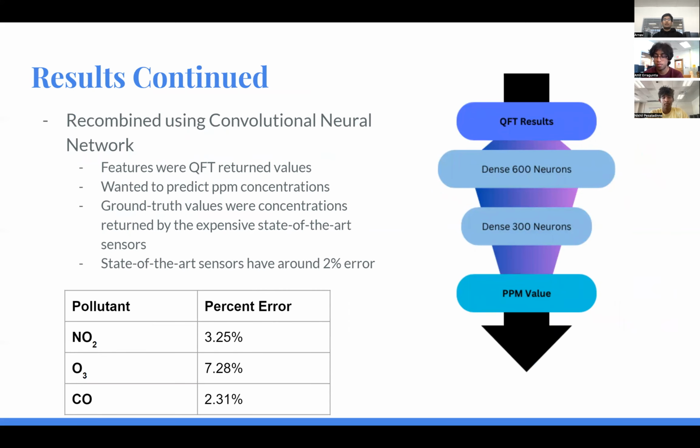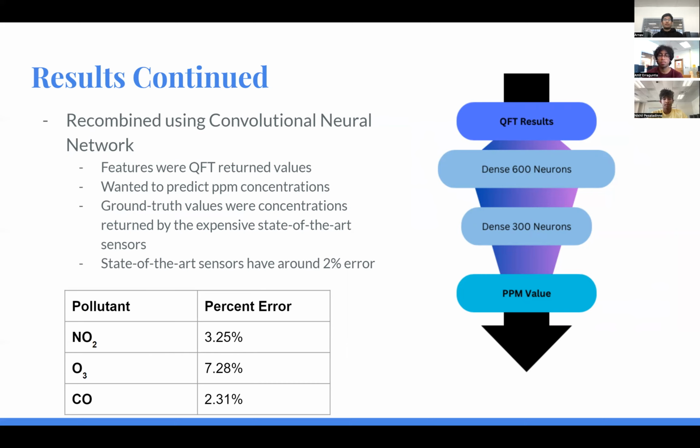After we decomposed the data into individual waves using the quantum Fourier transform, we had to use this data and recombine it into ppm values. We recombined it using a convolutional neural network. The inputs were the QFT return values along with other values like the temperature, humidity, and other data collected by the air quality sensors. We wanted to map those inputs into ppm concentrations.